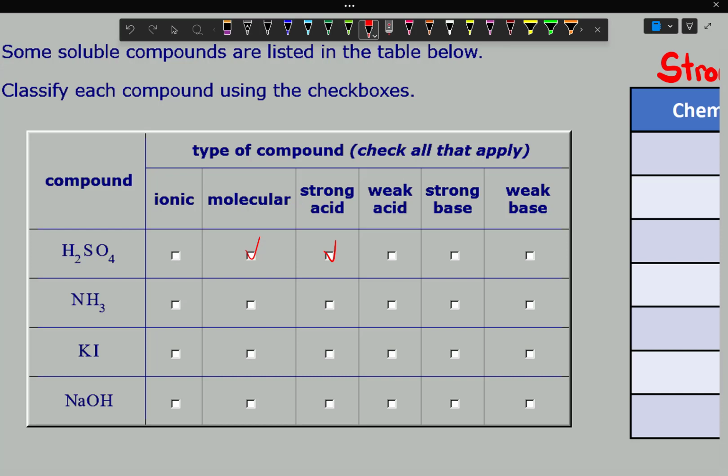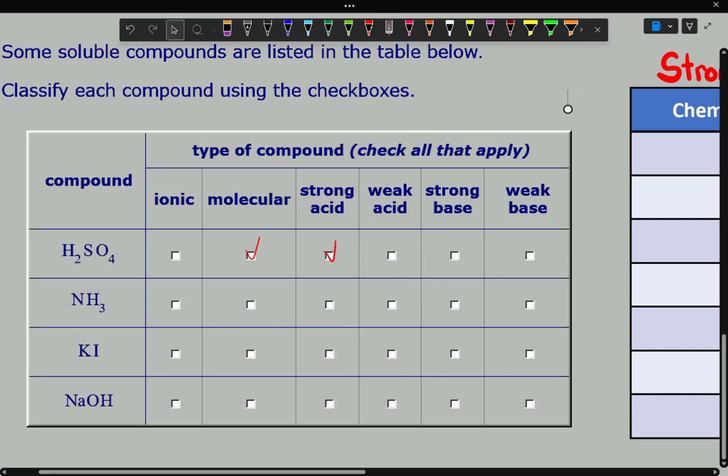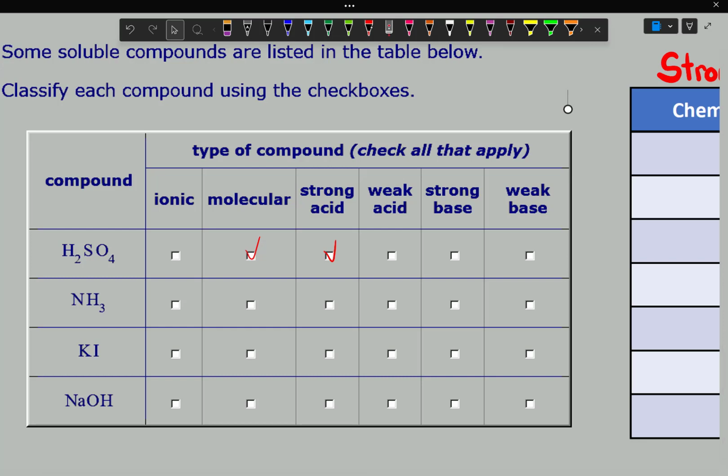Next up, we have NH3. NH3 is ammonia. We know right off the bat that it's not an ionic compound. There's no metal in it. That's nitrogen and hydrogen, which are both non-metals, so this is going to be molecular. But is it a strong base or a weak base? Well, it is a weak base.